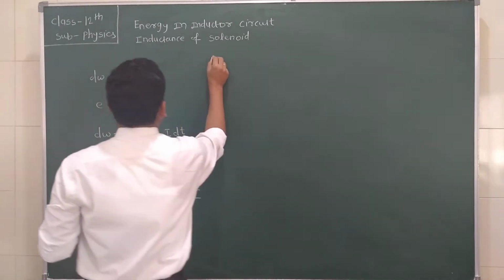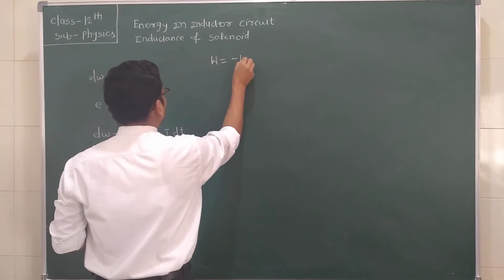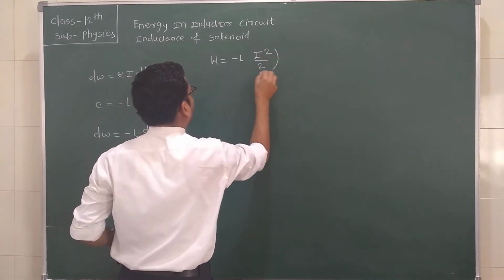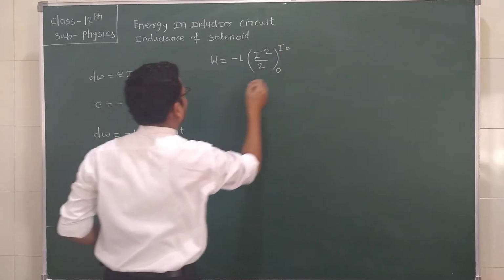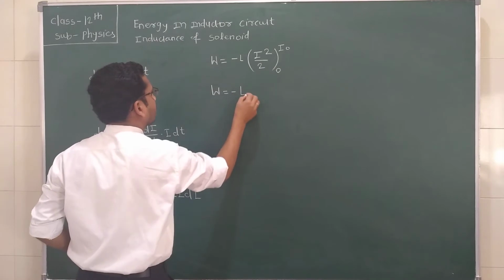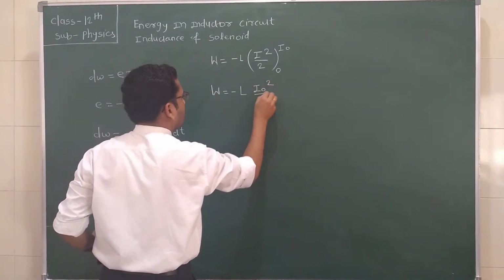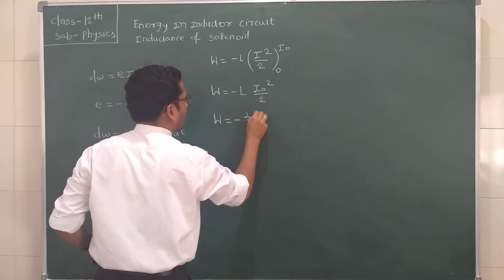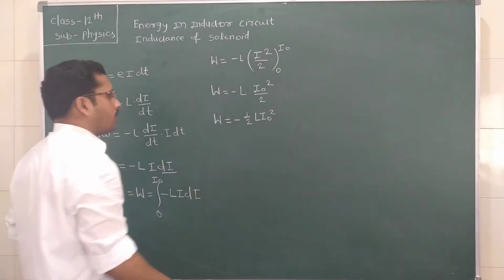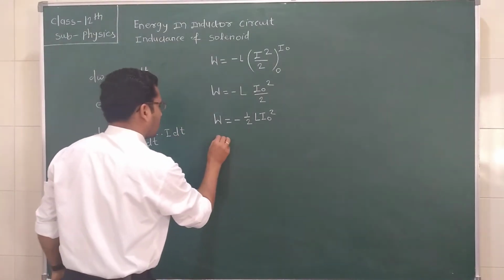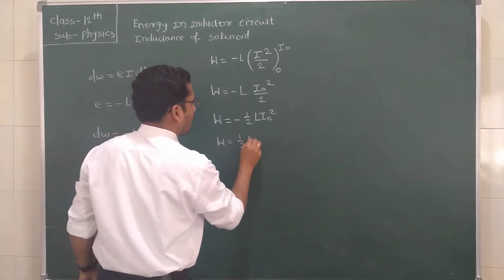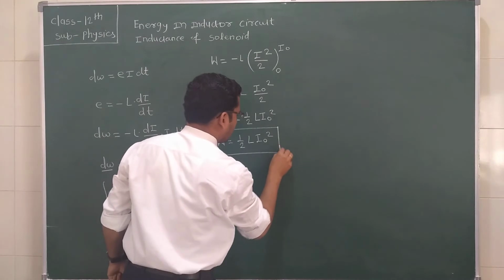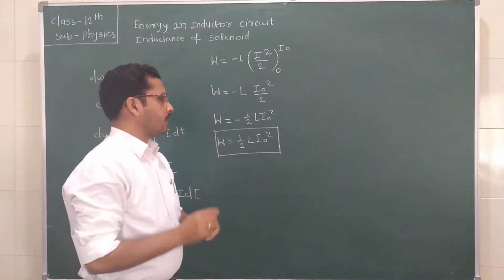So what is the work done? The work done W is equal to minus L into I squared divided by 2, with the limit from 0 to I0, which gives W equal to minus L into I0 squared divided by 2, or we can also write W equals minus 1 by 2 L I0 squared. Now the magnitude of this work is 1/2 L I0 squared. This is the amount of work done in the inductor circuit to maintain a current I0 in the inductor.